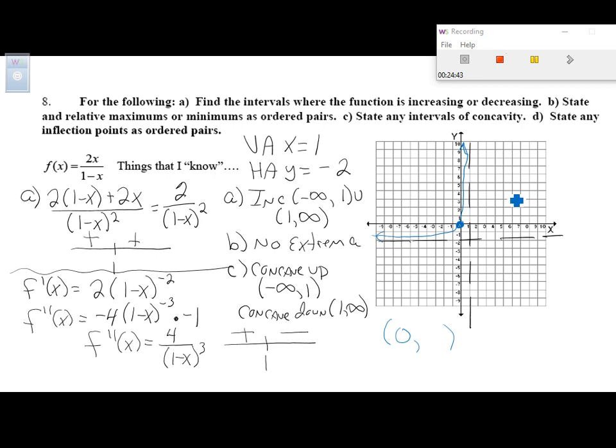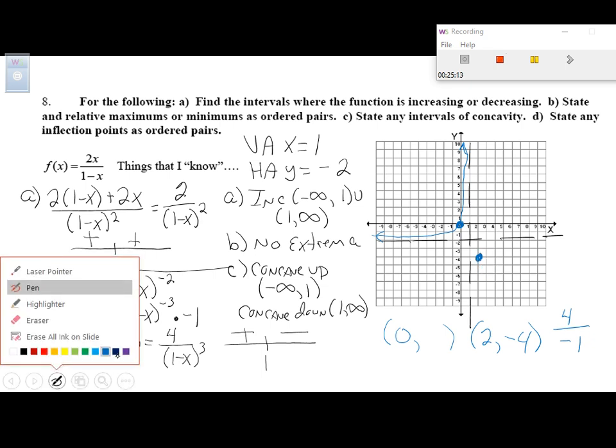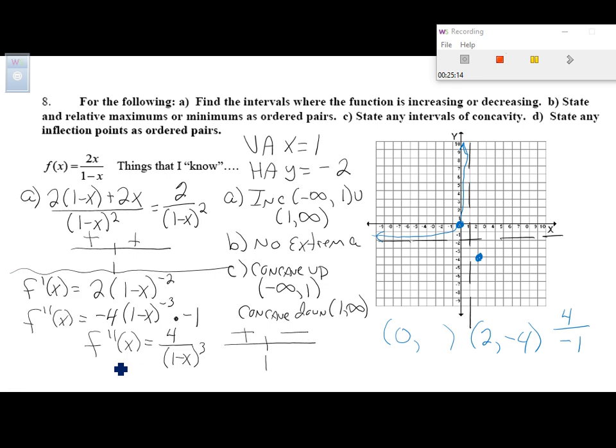Now, I don't know if I'm in this quadrant or this. I don't know. So I'm going to pick another point. I'm going to pick 2. If I pick 2, I get 2 times 2 is 4, over 1 minus 2 is negative 1. So I know another point is (2, -4). Now, we need to graph that, of course. So I've got to be increasing, go through this point, and approach the asymptotes. So there's the graph. There's the graph of that one.